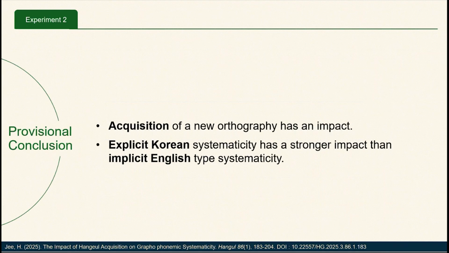So, provisional conclusion: acquisition of a new orthography did have an impact. And explicit Korean systematicity has a stronger impact than implicit English-type systematicity. So the results were published in a Korean domestic academic journal.